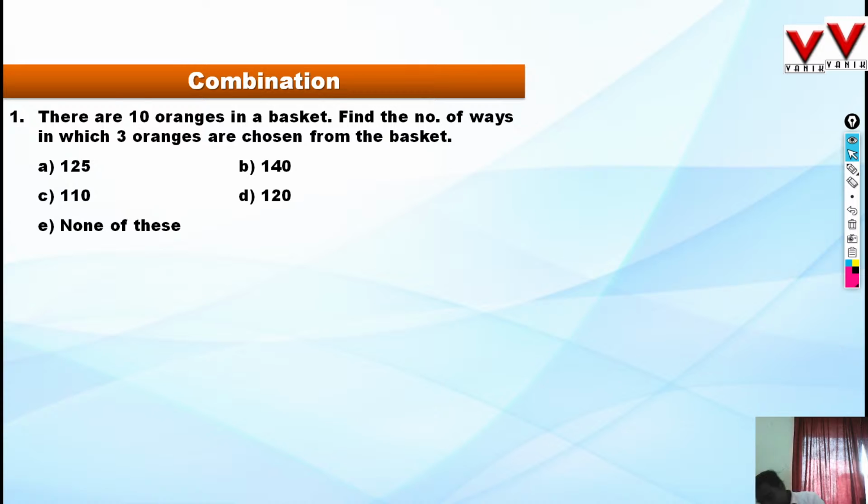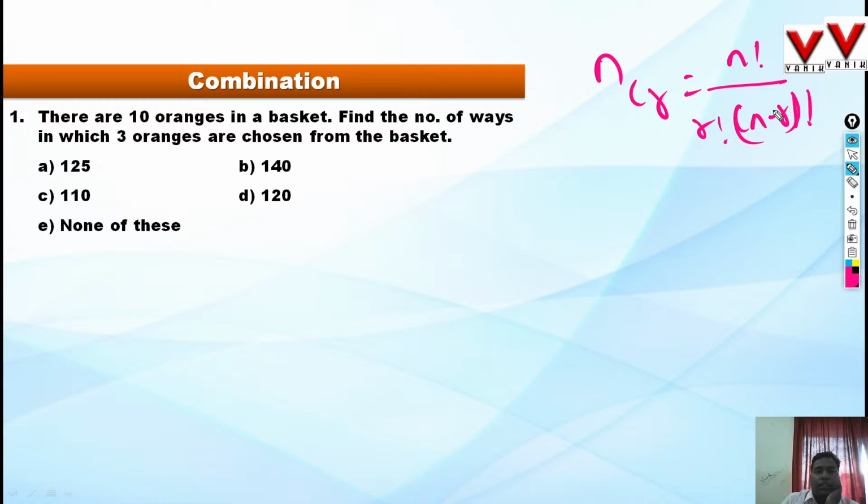Come to another chapter, another topic. That is your combination. You know the combination formula: NCR is n factorial divided by r factorial into n minus r factorial. Then permutation NPR is n factorial divided by n minus r factorial.